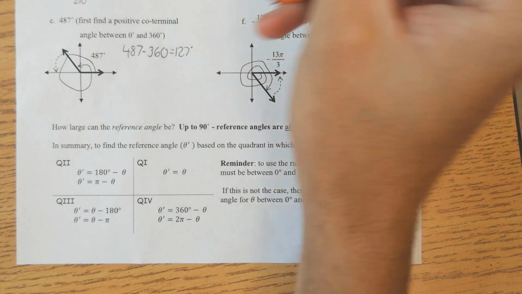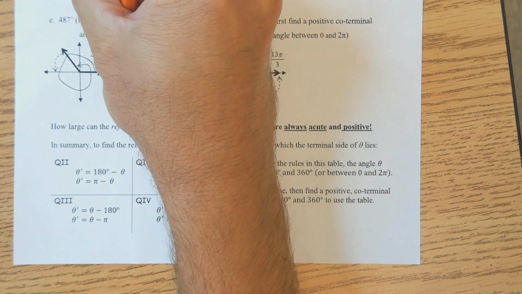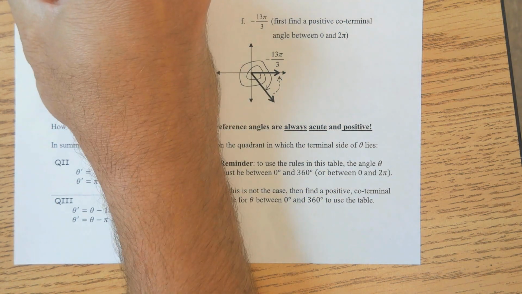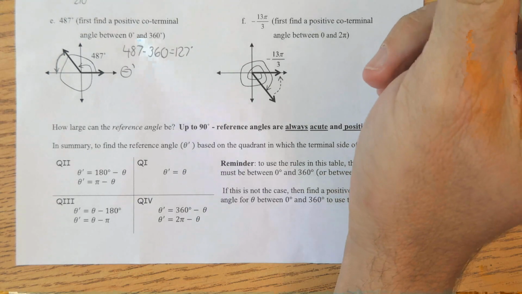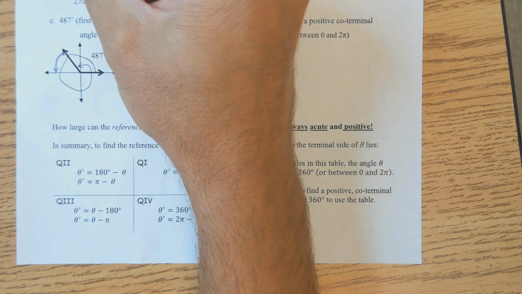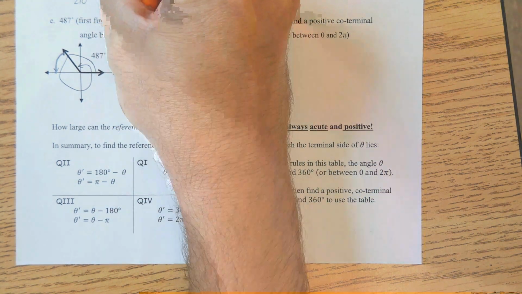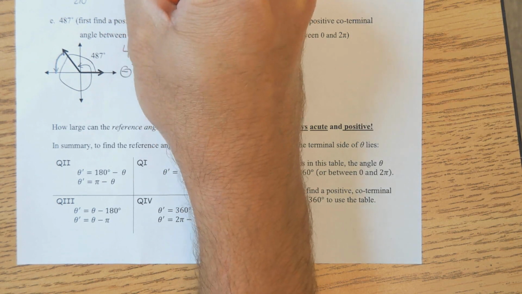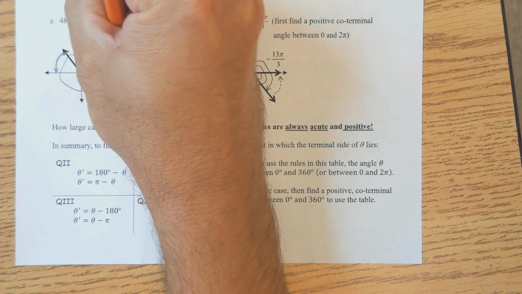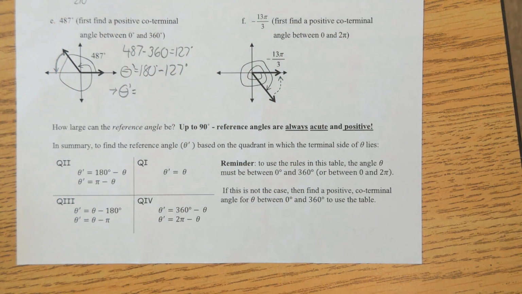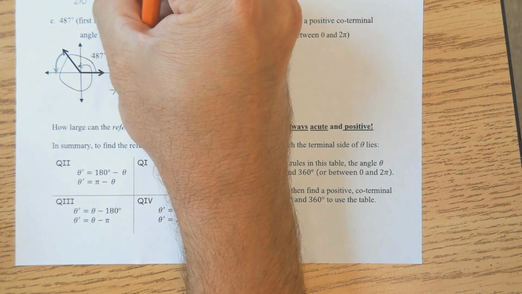Okay. And so 127 falls in quadrant 2. So again, how do we find it in quadrant 2? Because look, here's my reference angle, just right there. We take 180 degrees minus the angle given. And so then my reference angle equals 53 degrees.